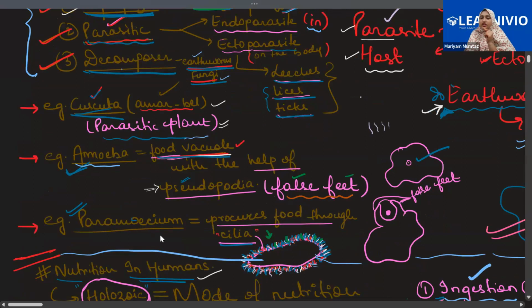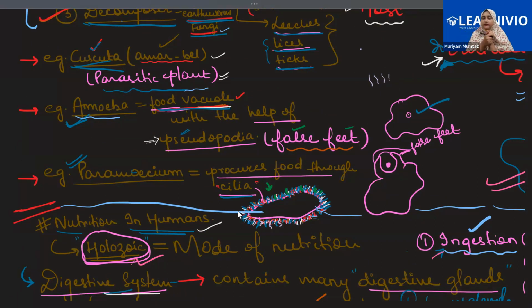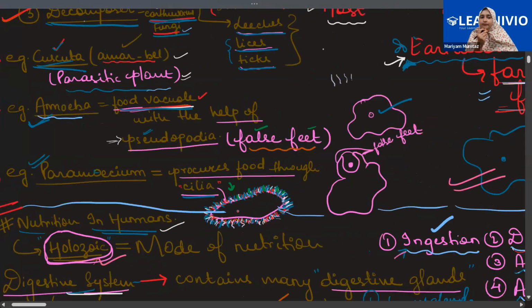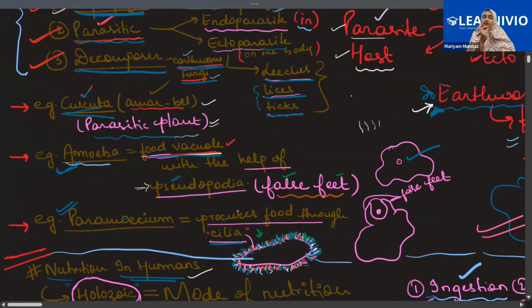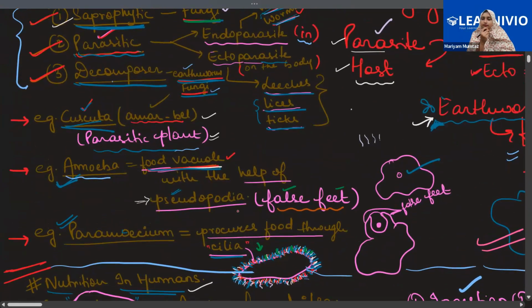Then comes paramecium. Now see, paramecium is the organism that has cilia present all over its body surface, throughout. Cilia are tiny hair-like projections on the surface of the cell, and it procures its food, meaning it takes the food, with the help of cilia. So are all of these different kinds of heterotrophic mode of nutrition clear to you all? Clear? Any doubt?